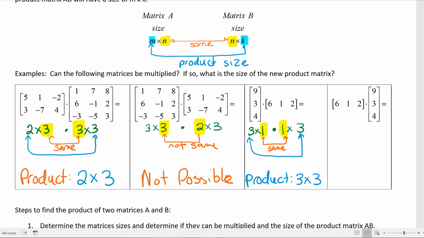And our last one, we have a 1 by 3 multiplied by a 3 by 1. Notice these are the same matrices, I just rearranged them. I have 3's in the middle, which tells me that these two matrices are able to be multiplied. And that means the product will be sized 1 by 1, which is the rows of the first matrix by the columns of the second matrix. So this is going to help you determine if you can find the product or not.